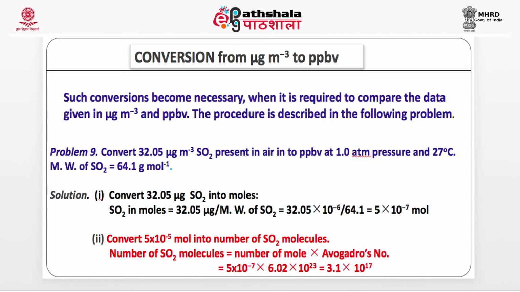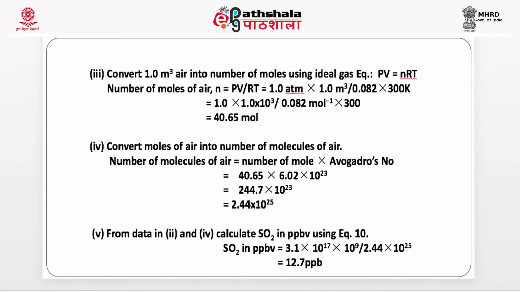Convert, for example, 32.05 microgram per meter cube SO2 present in air into ppm at 10 atmosphere pressure and 27 degrees. This has to be converted. SO2 in moles equals mass divided by molecular weight. And convert this into the number of SO2 molecules. How will you convert to the number of molecules? By multiplying by Avogadro's number. Next, convert 1 meter cube of air into the number of moles using the ideal gas equation, PV equals nRT. This conversion is slightly involved.